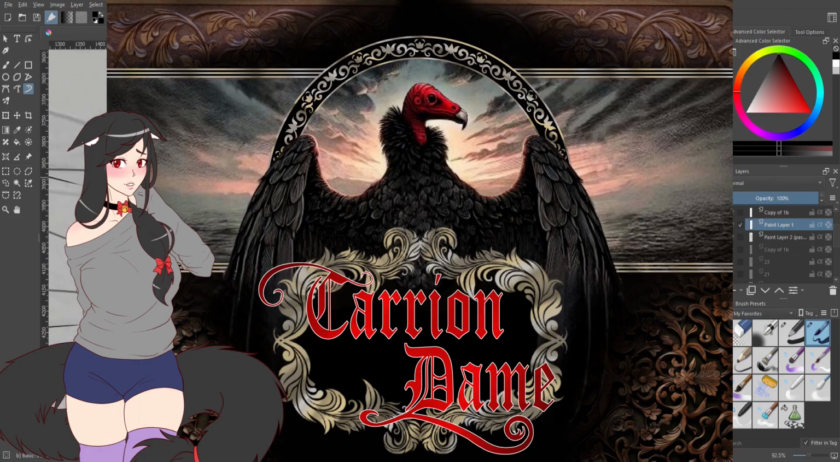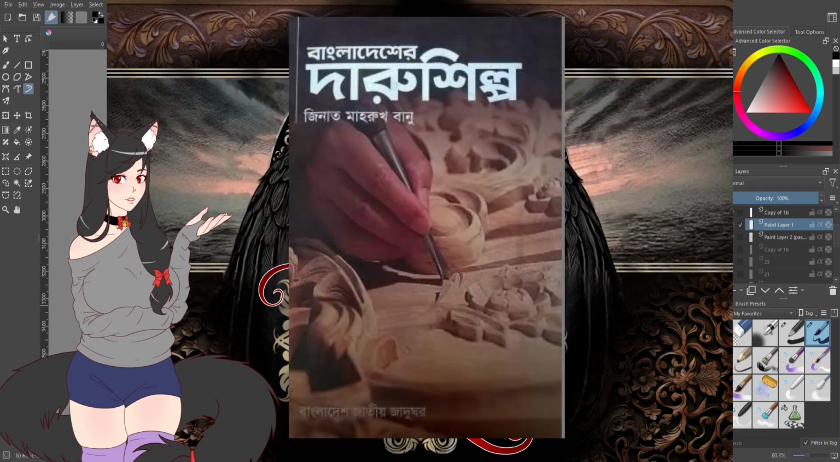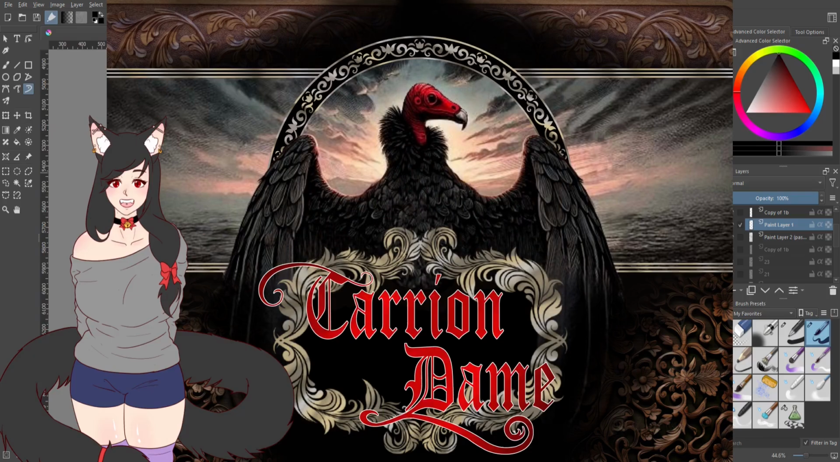I was pretty much stumped for the broader background because all of it was just a black void and I did not want it to stay that way. But then I stumbled upon an interesting creation, the art of carpentry in Bangladesh, also known as Darushilpo. This, paired with some filigree, metallics, and maybe some gothic aesthetics, and I thought, yep, this is going to tie perfectly in with my concept.